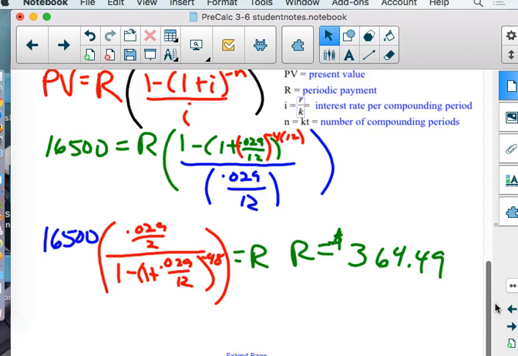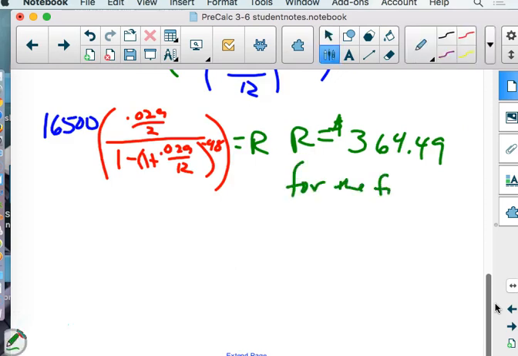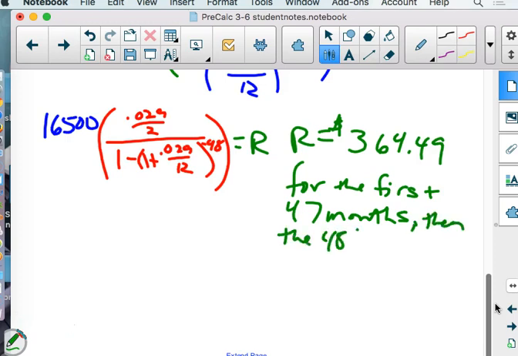So we've got this money, this $364.49, and I think, well, I just rounded up a penny. So in the end, won't I have a refund coming to me or something? Well, what they usually do is they'll have you pay this for the first 47 months, and then they ask you to call them and find out what that final payment should be, because it will be a little bit less than the 48th month. A little less.